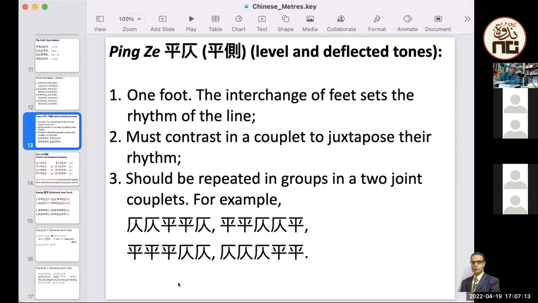But if the poem is longer than that, 8 lines or 6 lines or 10 lines, then it's better to look at it couplet by couplet. So we say it like this: the second line in the first couplet should match, especially the second syllable, the first line in the second couplet, and so on for the third couplet, the fourth couplet, and so on.